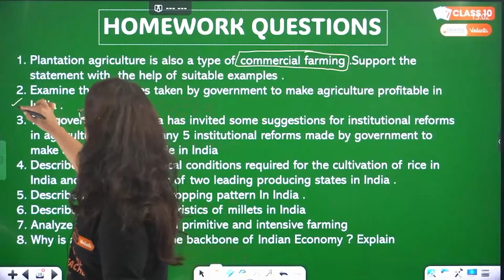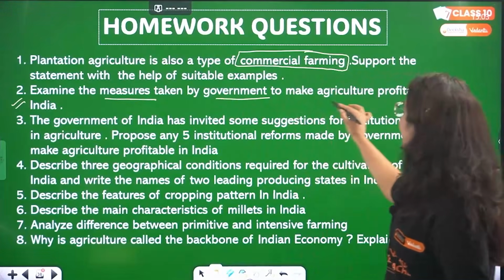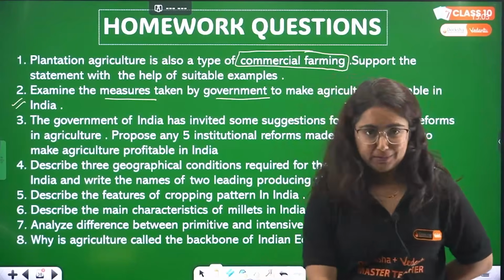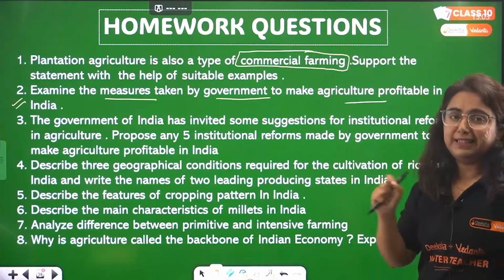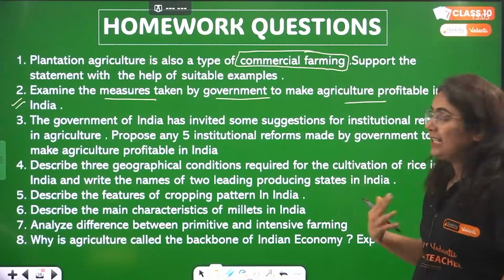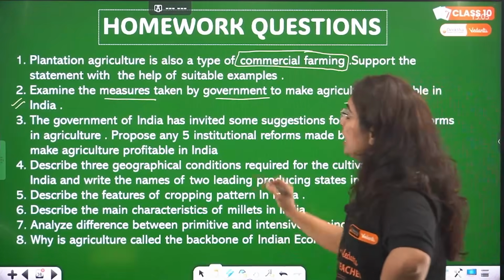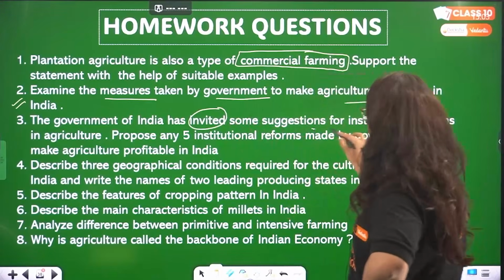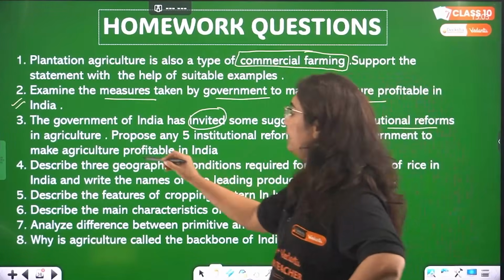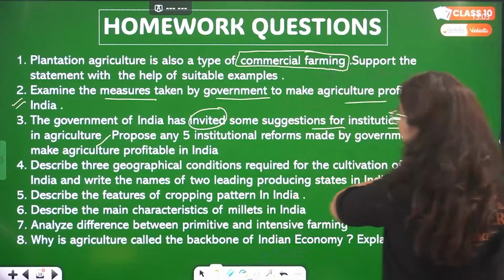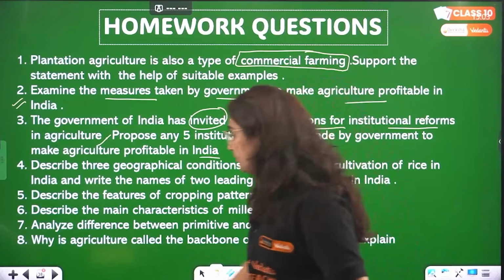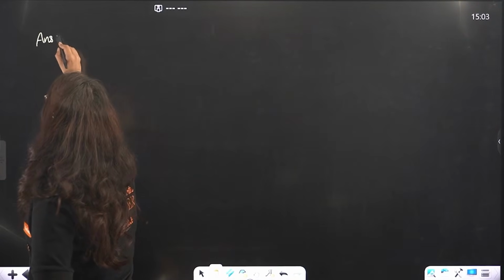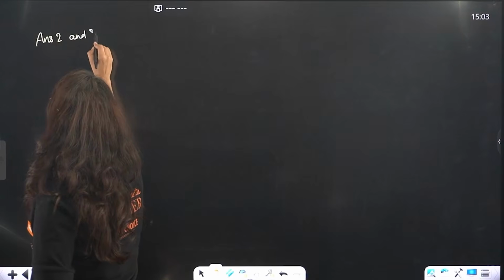What is the second question? Examine the measures taken by the government to make agriculture more profitable in India. By the way, I have repeated question number 2 and question number 3 intentionally. It can come in different formats, like: the government of India has invited suggestions for institutional reforms in agriculture. Propose any 5 institutional reforms made by the government to make agriculture profitable in India. So here we are writing for answer 2 and 3.